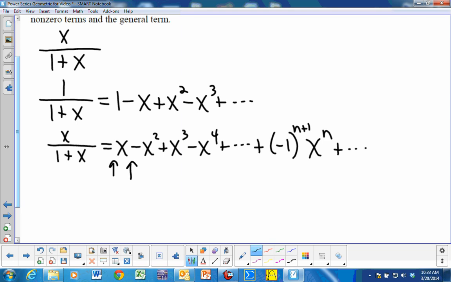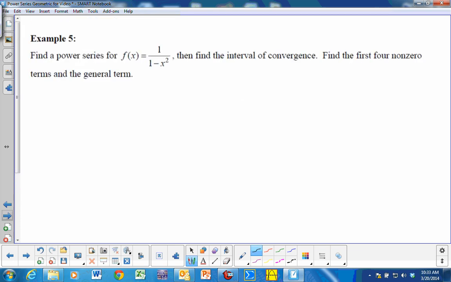Now, I could go through the process to do the radius of convergence again, but do you see that it is almost identical to what we've done before? We could do the ratio test, and you're just going to get the same thing. So this is going to have the same interval of convergence, which will be negative 1 to 1 for our interval of convergence. All right, so let's go to example 5.